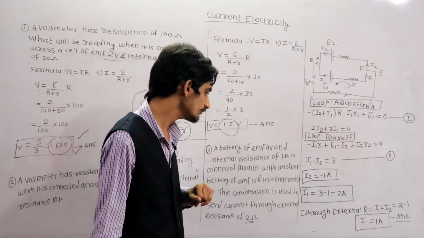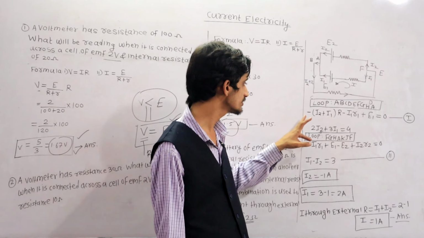Once you have drawn this diagram, it is actually a closed loop. So you have to apply Kirchhoff's voltage law, which is the second law, in the loop A B C D E F G H A. It is a loop in which we have to apply Kirchhoff's voltage law. So what is that law?